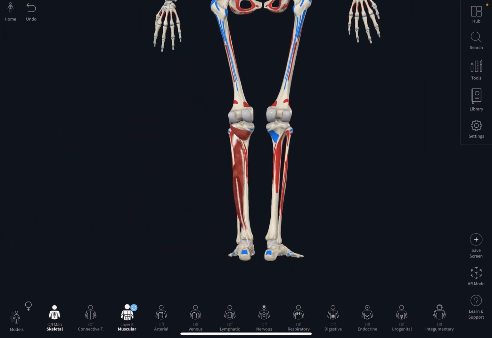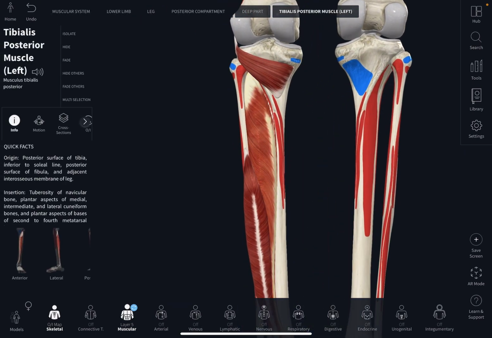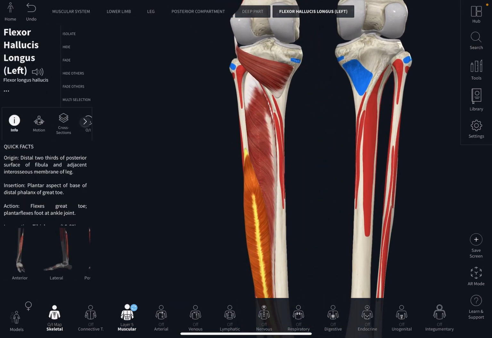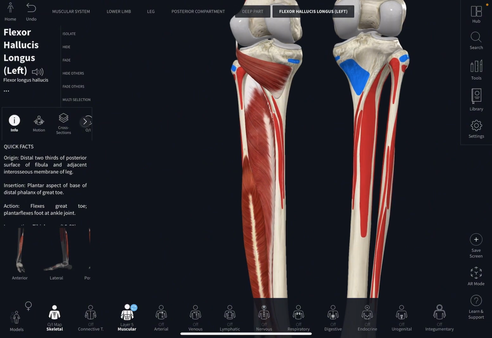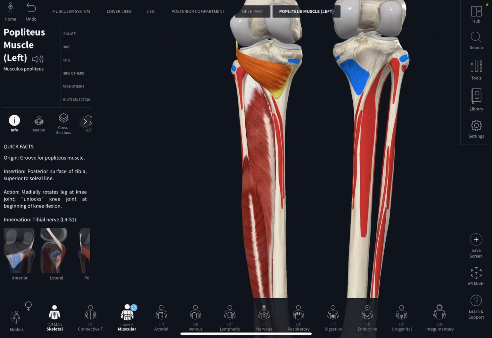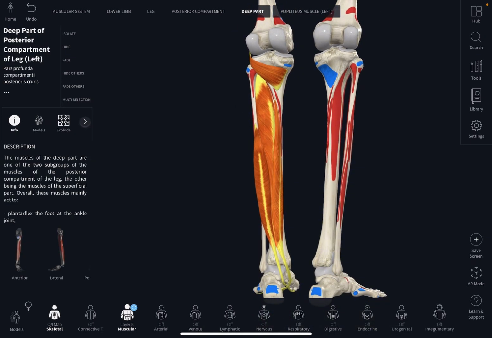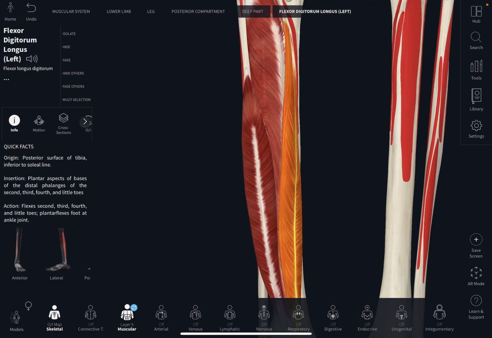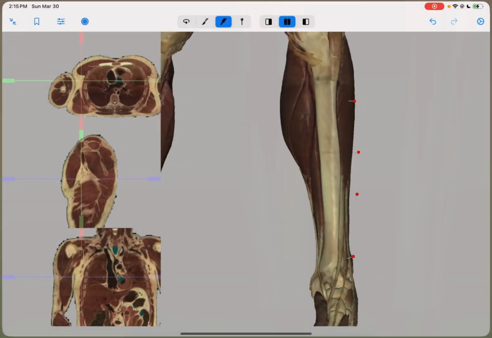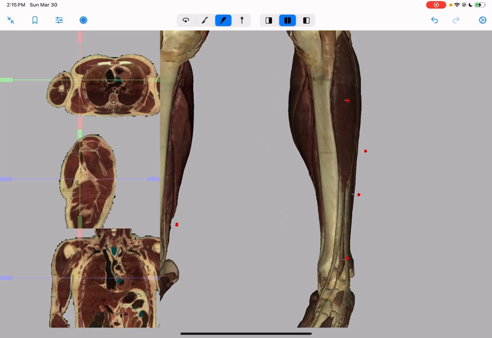So that is it with the muscles in Complete Anatomy. We have the tibialis posterior, flexor hallucis longus, popliteus muscle, and flexor digitorum longus. So we can go over to VH Dissector just to make sure we know everything. Jump scare, guys. I did not know everything on VH Dissector.